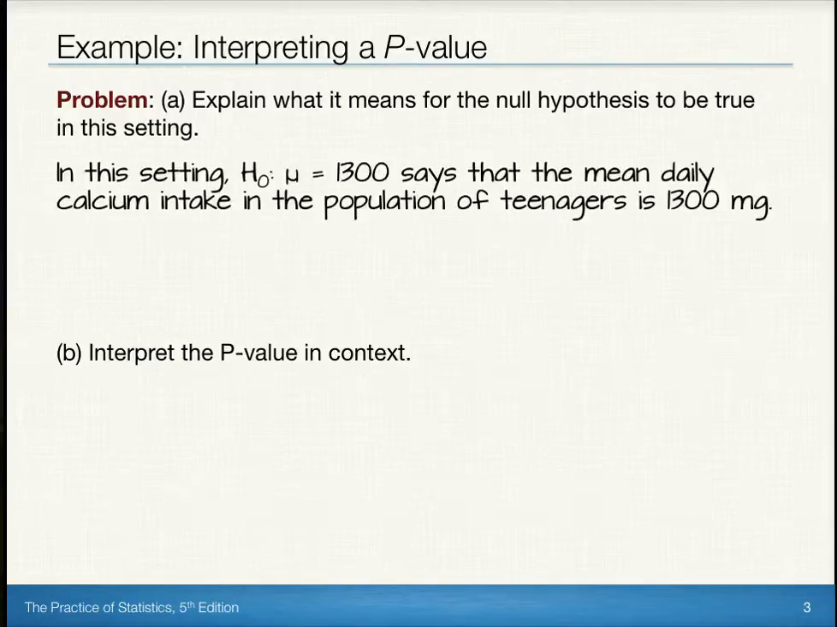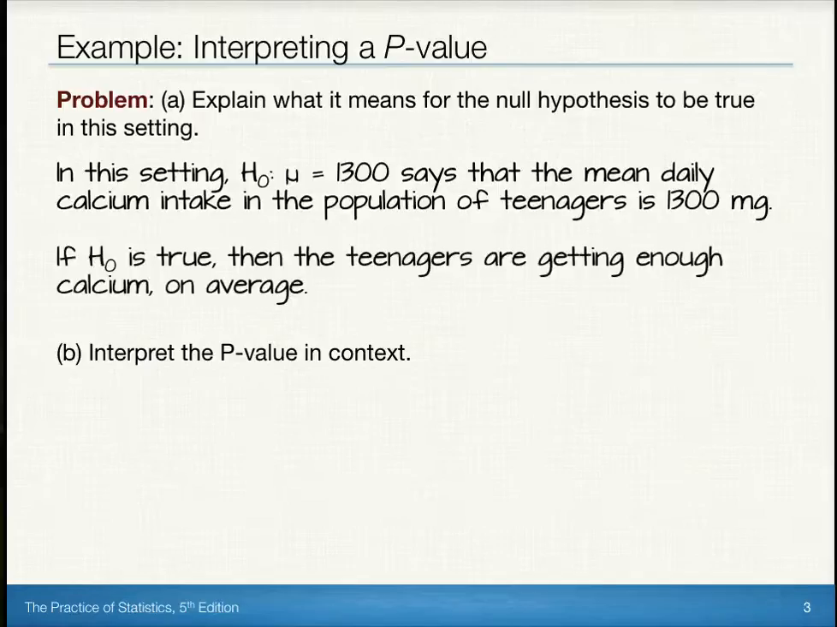Well, in this setting, the null hypothesis is mu equals 1,300. This says that the mean daily calcium intake in the population of teenagers really is 1,300 milligrams. So if the null is true, then the teenagers are getting enough calcium on average.